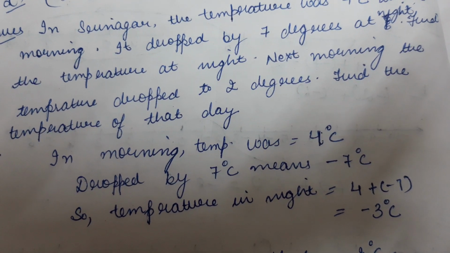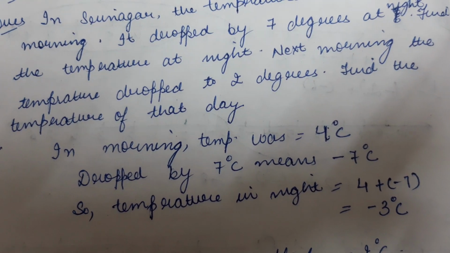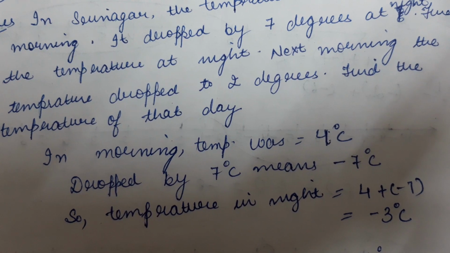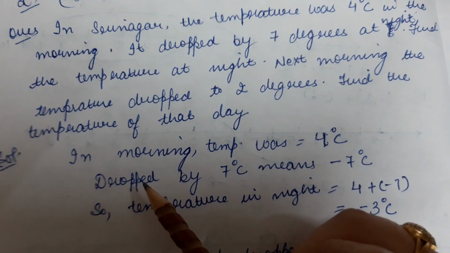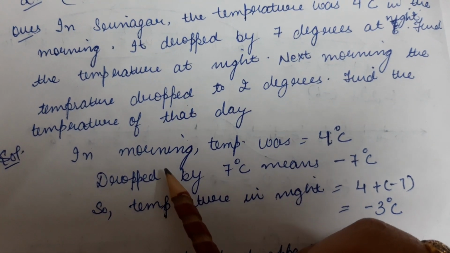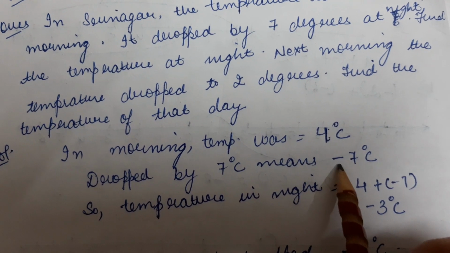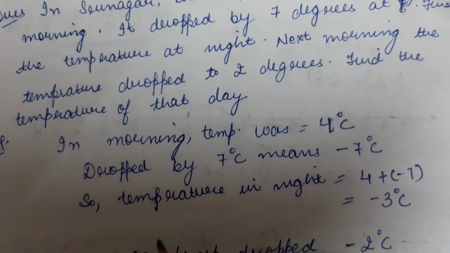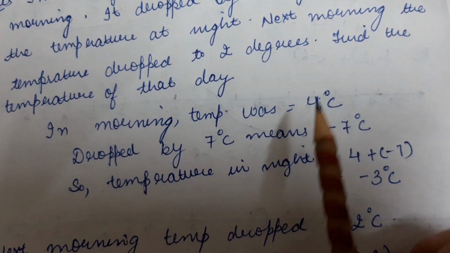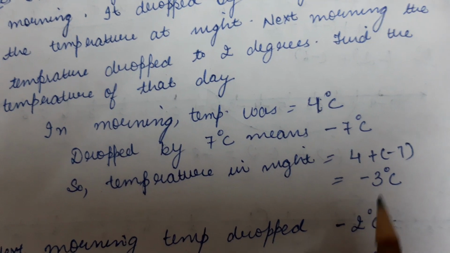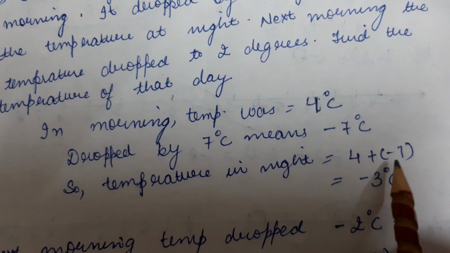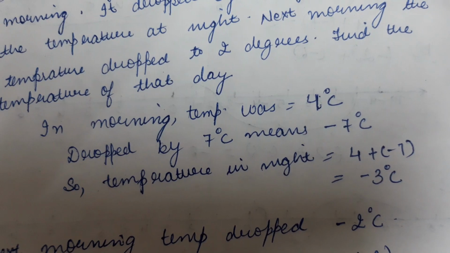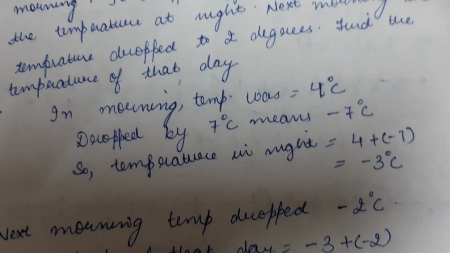In the morning the temperature was 4 degrees Celsius and it dropped by 7 degrees. Dropped means it is decreasing. So when there is a decrease, we put a negative sign. So the temperature changes by minus 7 degrees Celsius. So what will be the temperature at night? It will be 4 plus minus 7. Now 4 plus minus 7, so the answer will be minus 3 degrees Celsius.